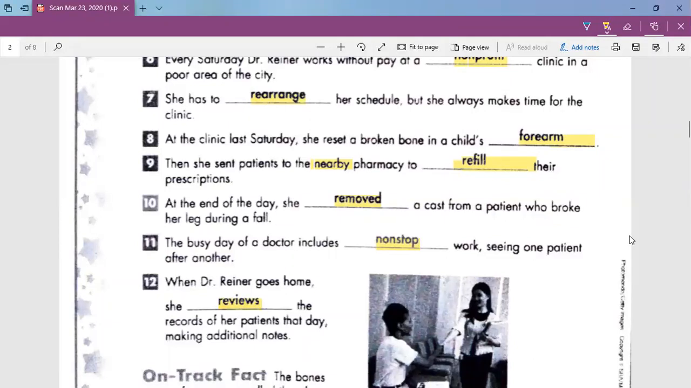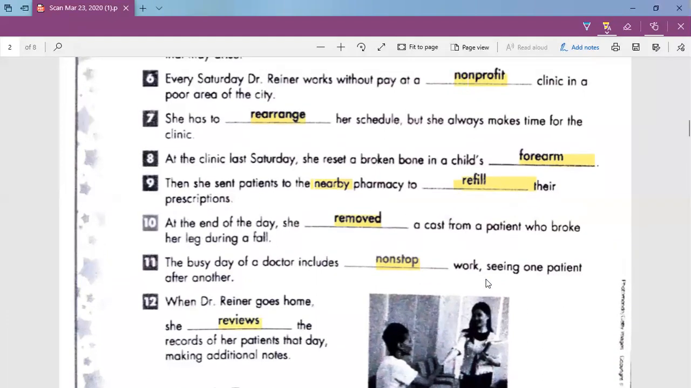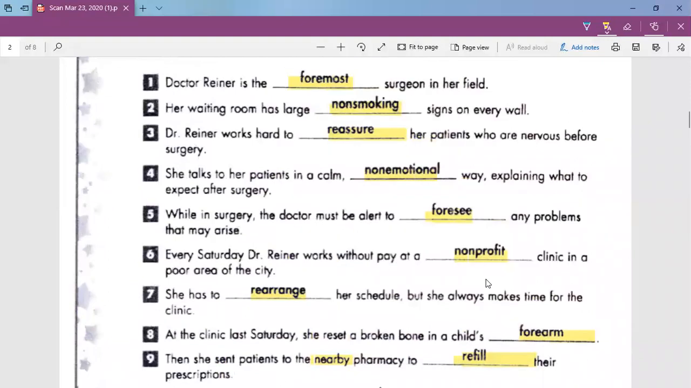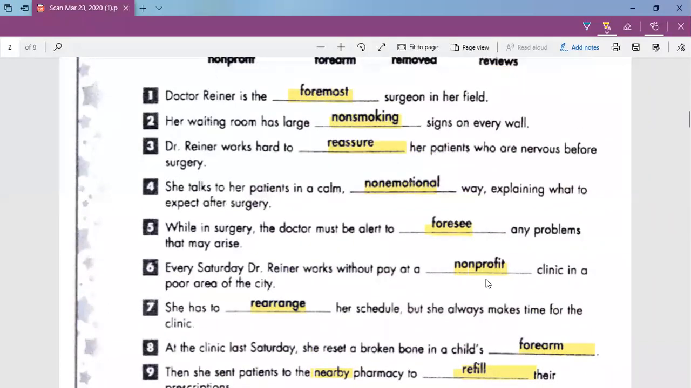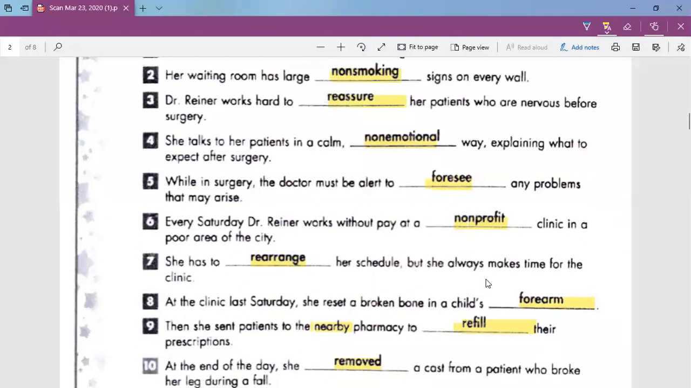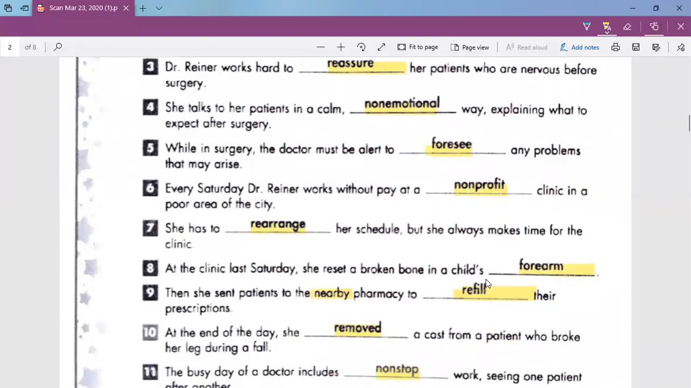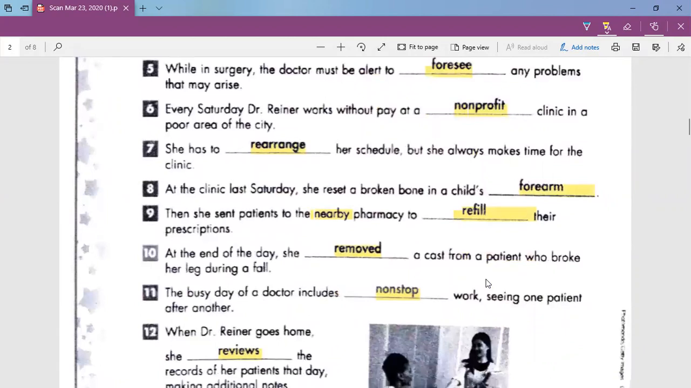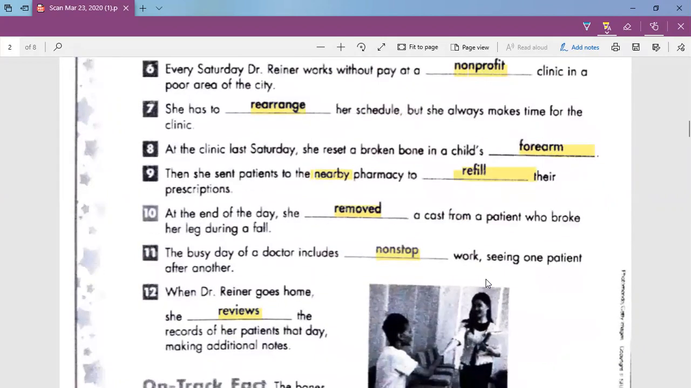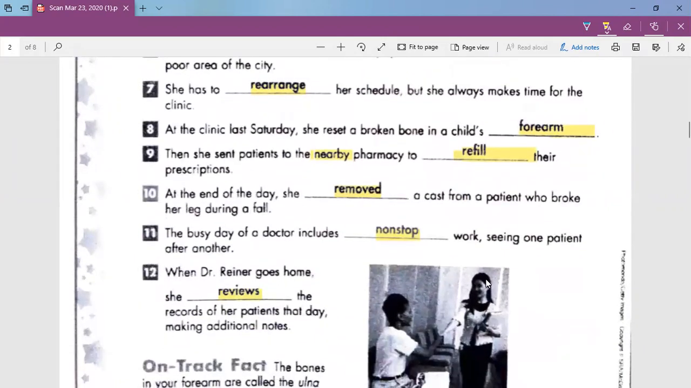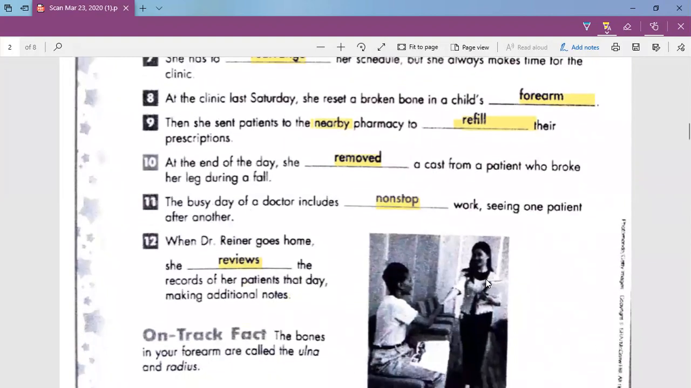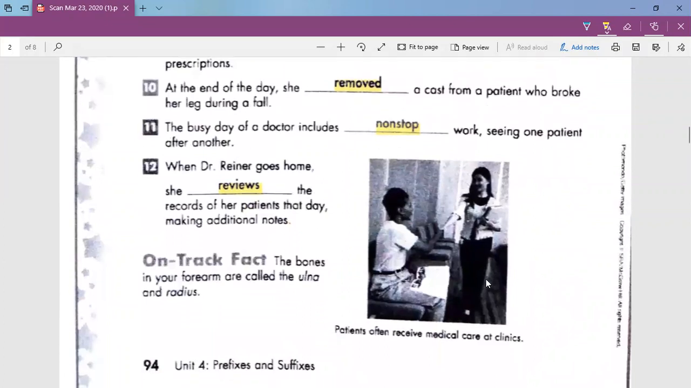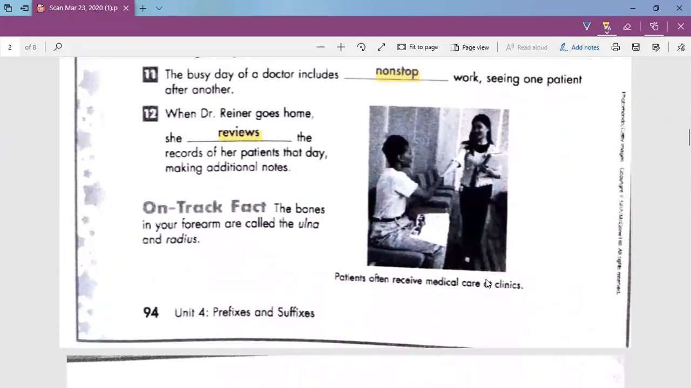All right. So just to wrap up, make sure you have the right answers, guys. The first one is going to be foremost. Number 2, non-smoking. Number 3, reassure. Number 4, non-emotional. Number 5, foresee. Number 6, non-profit. Number 7, rearrange. Number 8, forearm. Number 9, refill. Number 10, removed. Number 11, non-stop. And number 12, reviews. Okay.